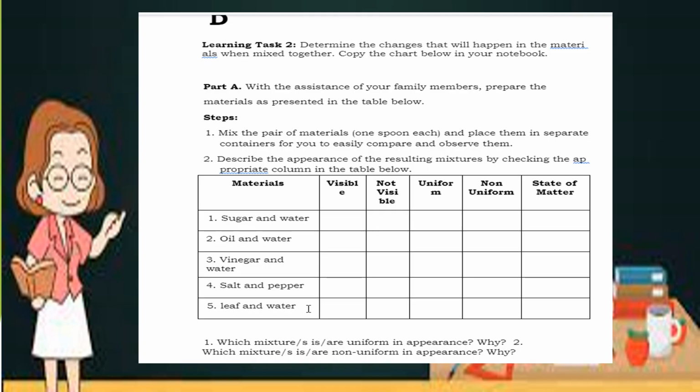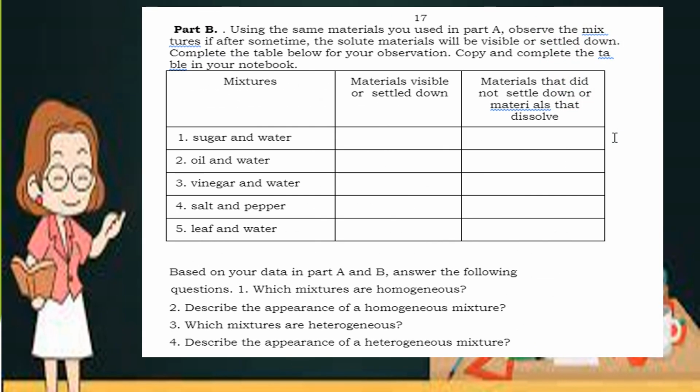Next one, learning task 2, Part B. Using the same materials you used in Part A, observe the mixtures if after some time the solute materials will be visible or settled down. Complete the table below for your observation. Copy and complete the table in your notebook. The mixtures are sugar and water, oil and water, vinegar and water, salt and pepper, leaf and water.